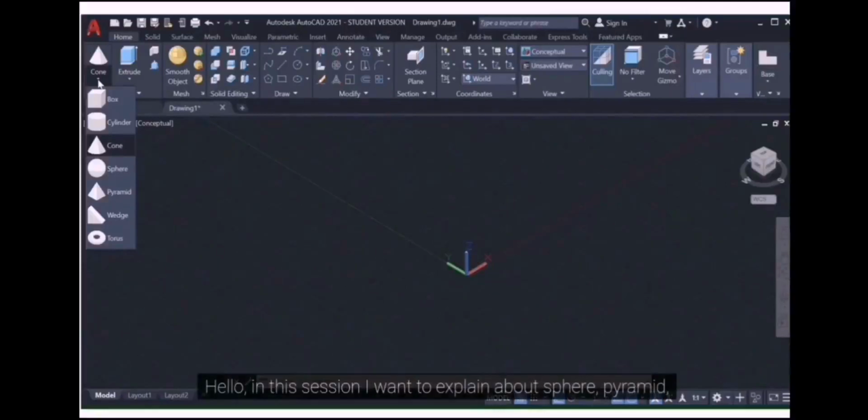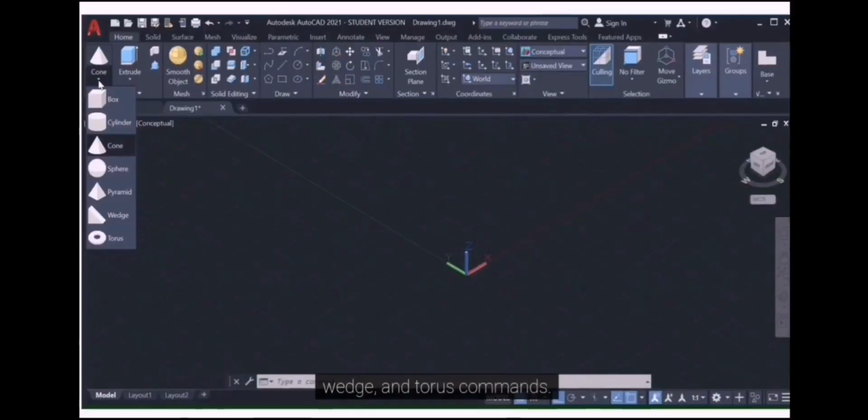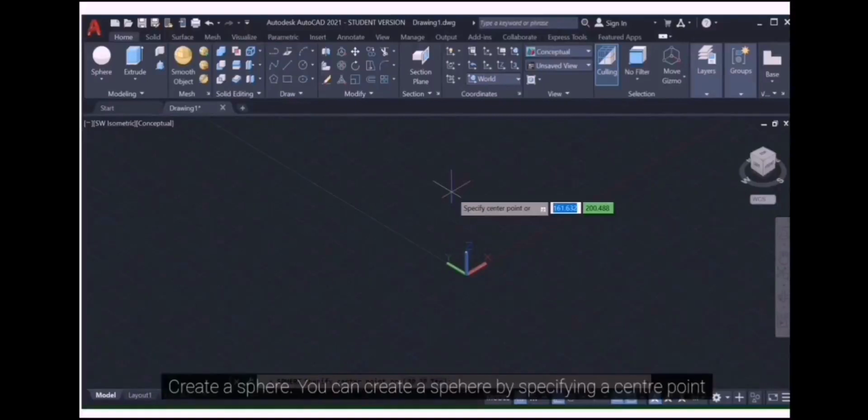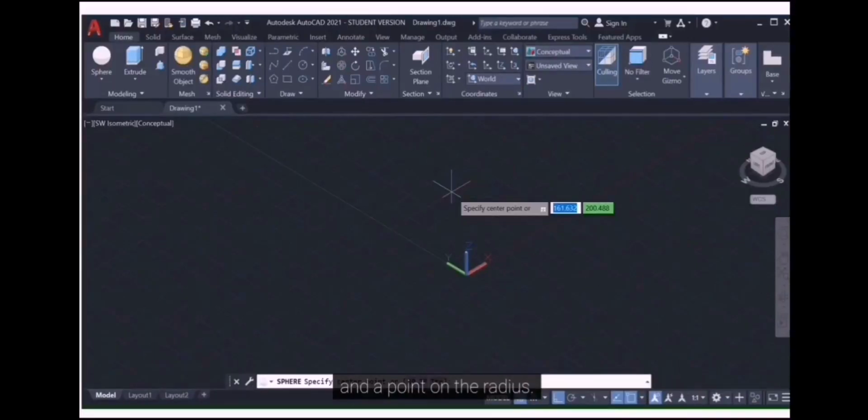Hello, in this session I want to explain about sphere, pyramid, wedge, and torus commands. First, sphere. Creates a 3D solid sphere. You can create a sphere by specifying a center point and a point on a radius.